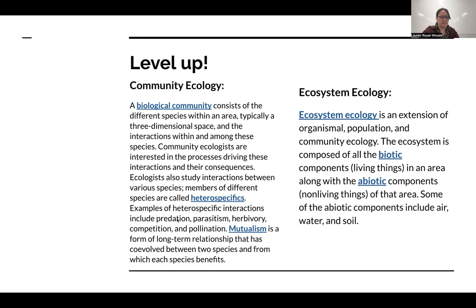Anyway, mutualism. This is a form of long-term relationship that has co-evolved between two species which benefit from each other. And you see this a lot in different biomes that we're going to be covering today, especially tropical biomes. I mean, any biome, really. There's usually two species that are living together.